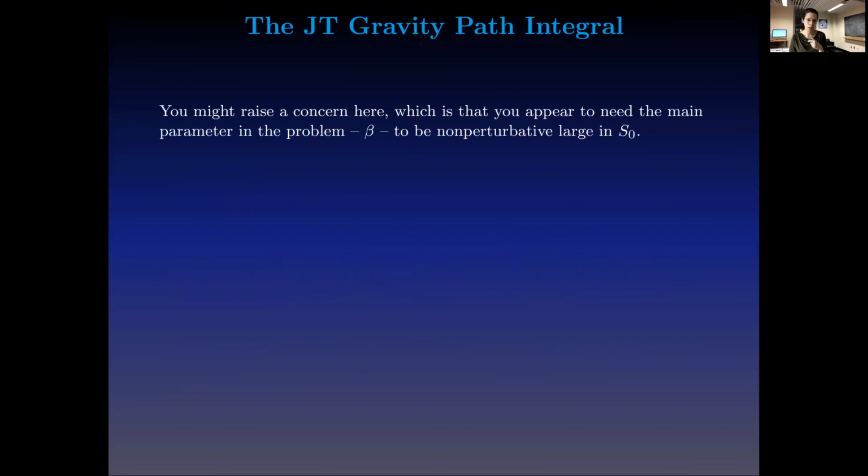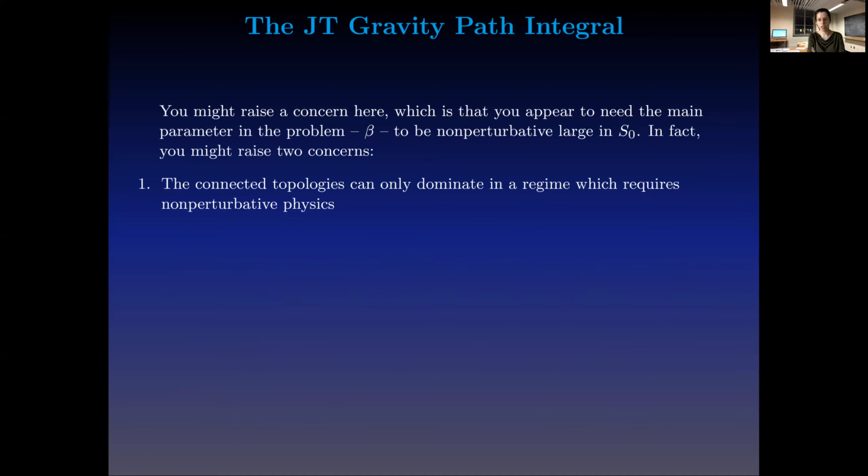Now, you might raise a concern here, which is that you appear to need the main parameter of the problem, which is beta, to be non-perturbatively large in S naught. This might raise two concerns for you. First is that the connected topologies can only dominate in a regime which requires non-perturbative physics. So you might worry about something like that.